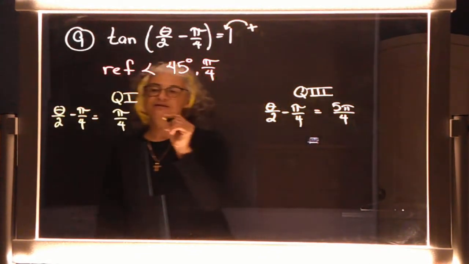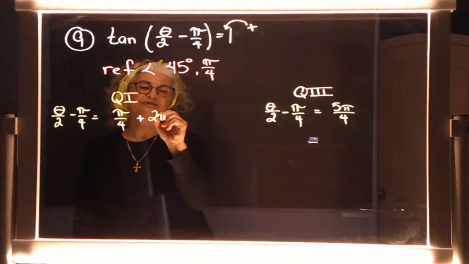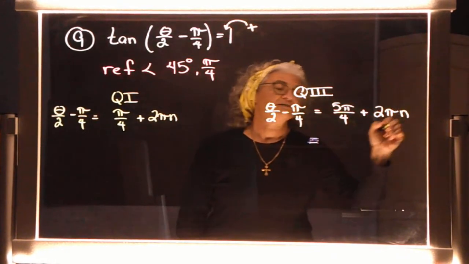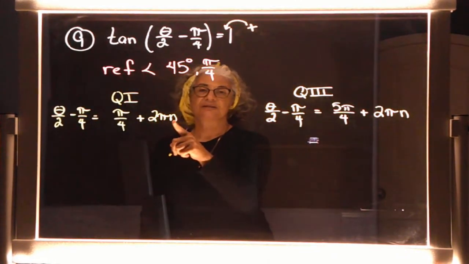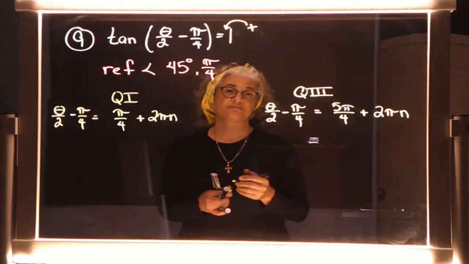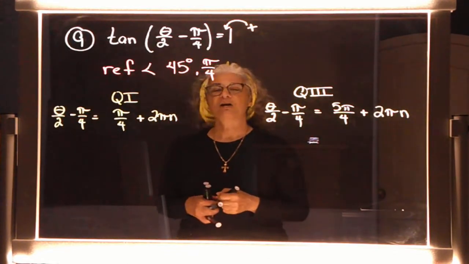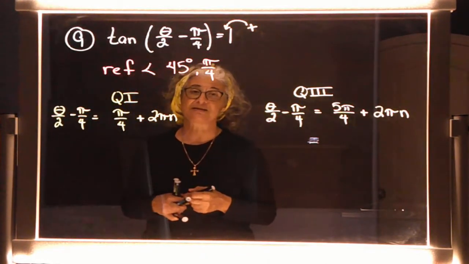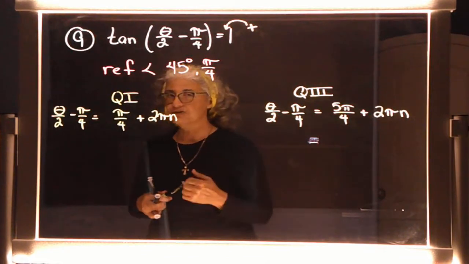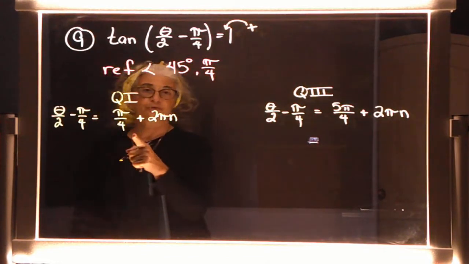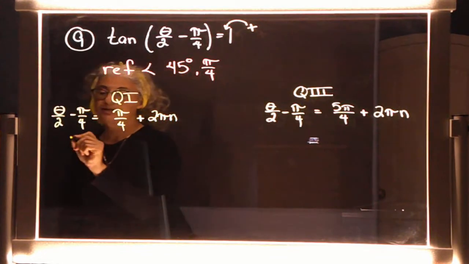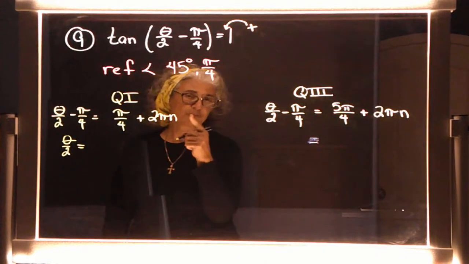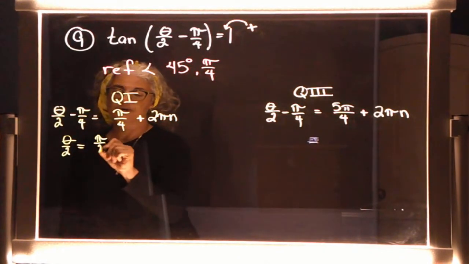Which means it's affecting the circle, and we need to put in the rotation of the circle a varying number of times. That's why the n is there. Okay, so I'm going to go to quadrant 1 over here, and I need to solve for theta. I need to get theta by itself. So all this is algebra, so follow along. I'm adding pi over 4 to both sides. So I can add pi over 4 to pi over 4, because they're the same, right? So that's 2 pi over 4, which is pi over 2.